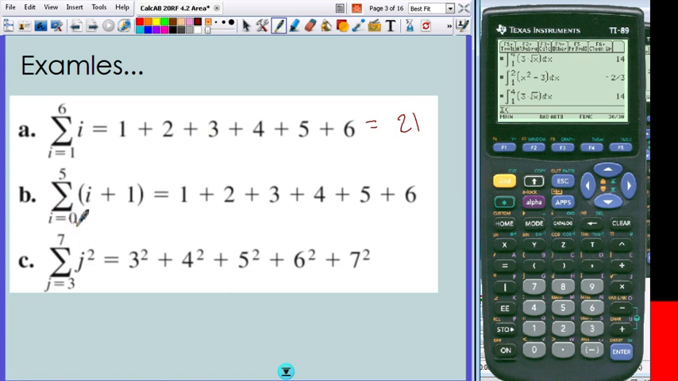So this next one, you're going i plus 1 from 0 to 1. So your first term is going to be plugging in 0. So 0 plus 1 is 1. 1 plus 1 is 2, and so on. So this is the summation notation for this.